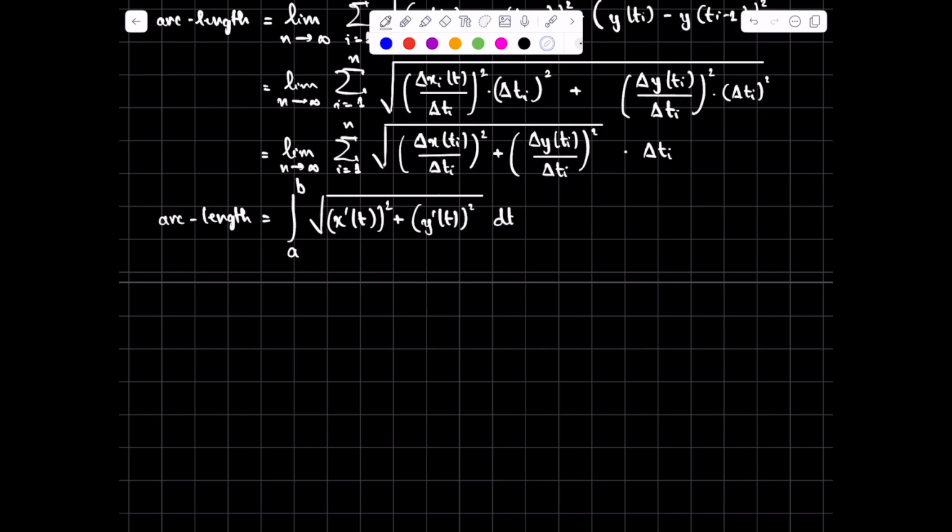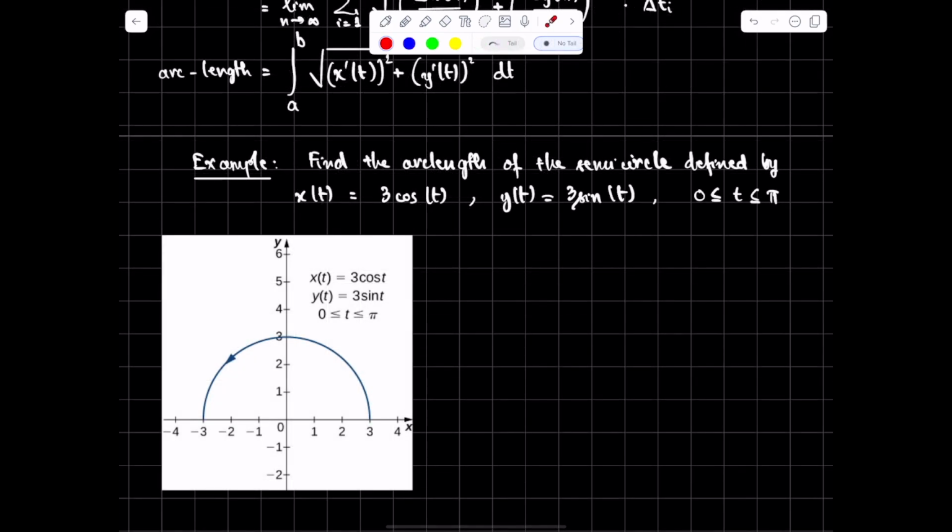Now let's turn to an example. You want to find the arc length of the semicircle defined by the equations x of t equals cosine of t and y of t is equal to 3 sine of t, for t between 0 and pi. Again, the idea of arc length is you want to know how long the curve would be if we stretch out the curve as a piece of string.